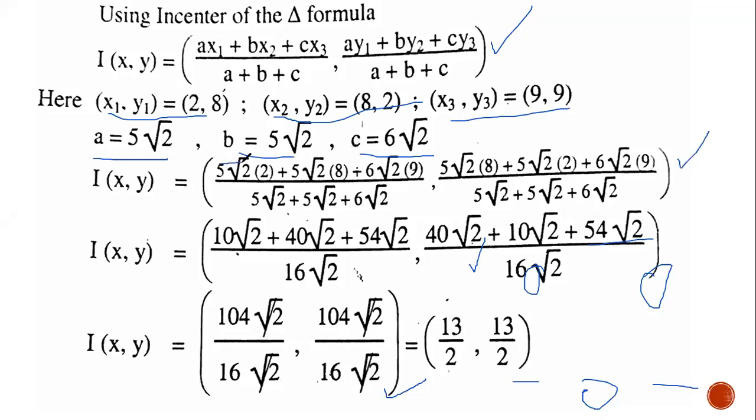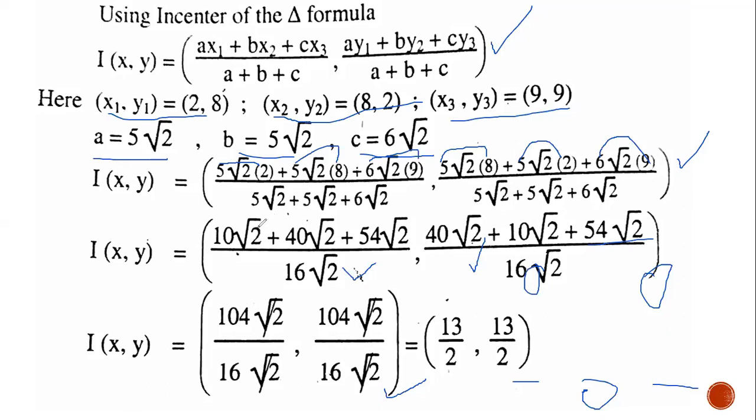Multiply 5 by 2, you will get 10√2. 5 by this 8, you will get 40√2. Multiply 6 by this 9, you will get 54√2. In the denominator, sum of 5 plus 5, 10. 10 plus 6, 16. 16√2. On right side, 5 multiplied by 8, 40√2. 5 into 2, 10√2. 6 into 9, 54√2. And the denominator sum of these terms becomes 16√2.